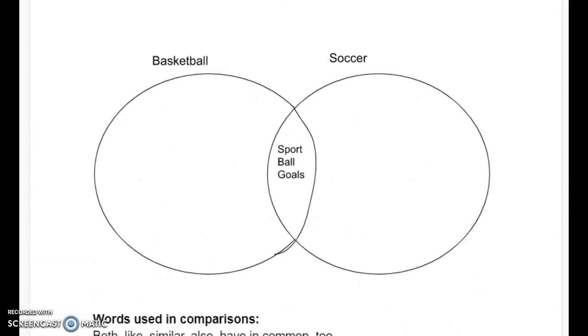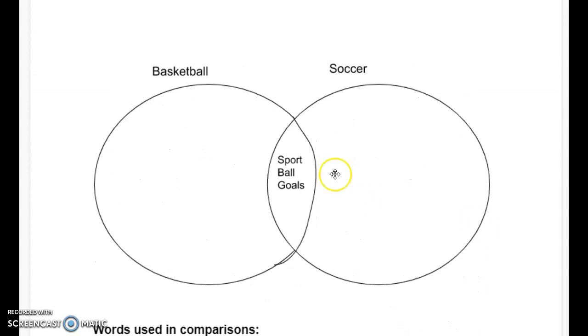Let's do an example together. In this example, I have basketball and soccer. So in the middle is what? Yes, in the middle is comparisons, is similarities. So both soccer and basketball are a sport. They both have a ball, and they both have goals. I'm sure you can think of more similarities, but these are the ones that I have put for this example.